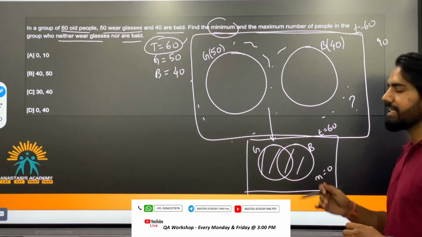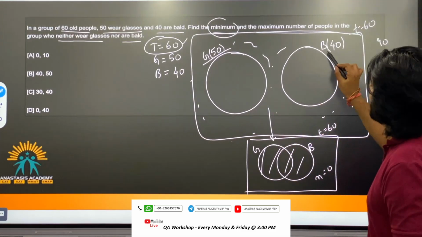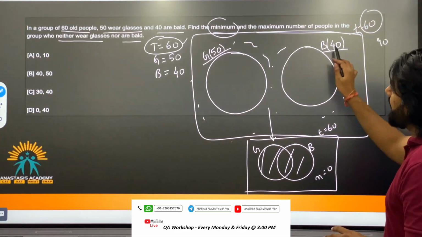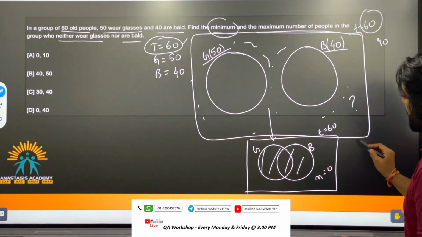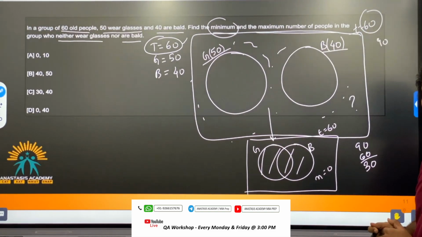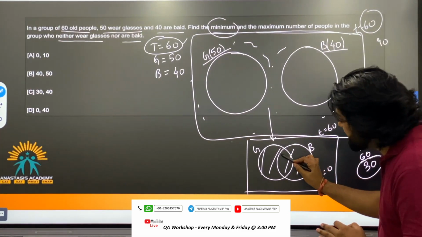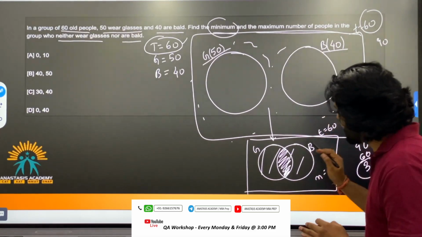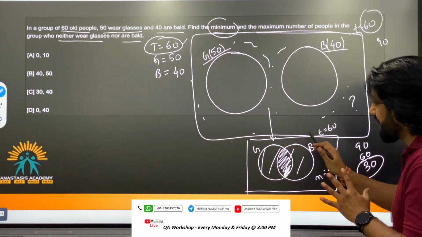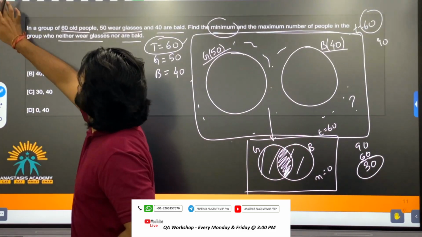So can I accommodate these 60 people here? Yes, very easily. How? There are 50 people who wear glasses and there are 40 people who are bald, and I need the total number of people as 60. If I add these two values, how many people are there? Total 90, but people can only be 60. So 30 are extra, or these 30 people have to fall in this range. It means these 30 people are wearing glasses and they are bald.